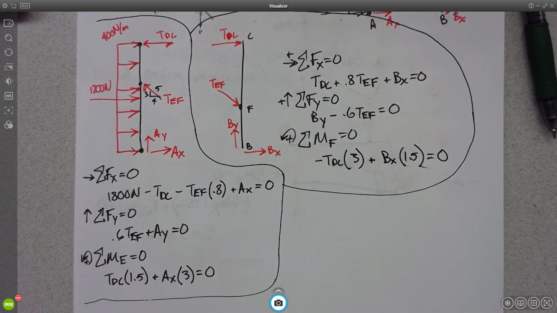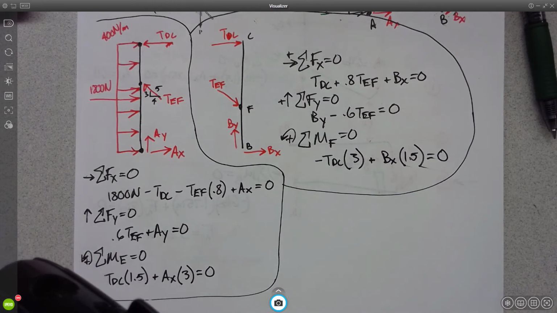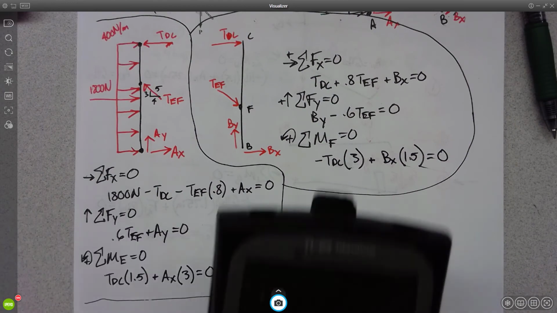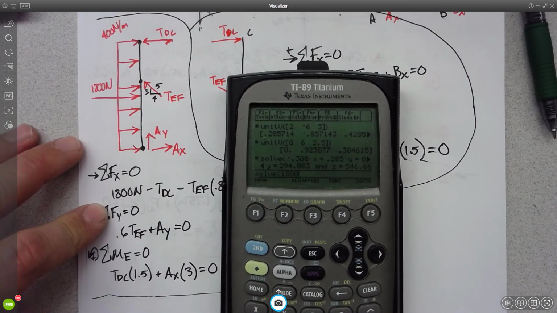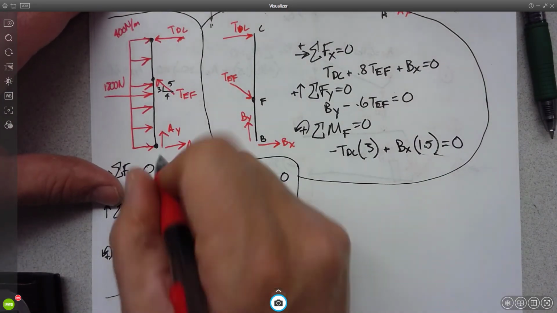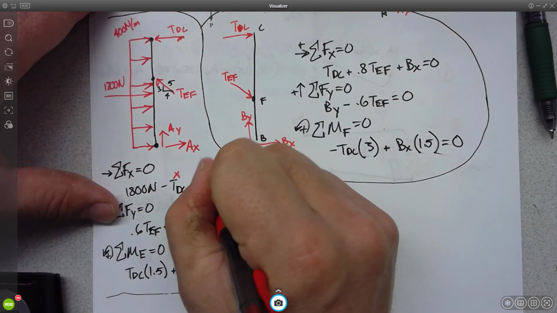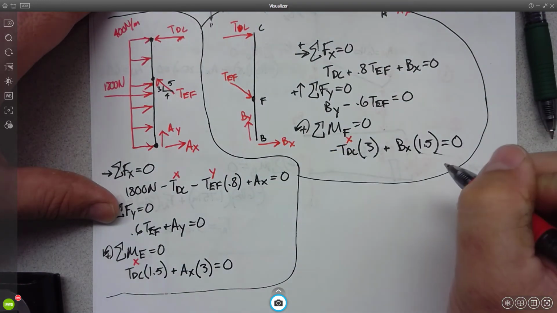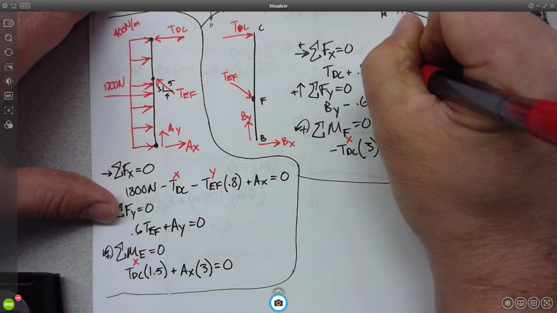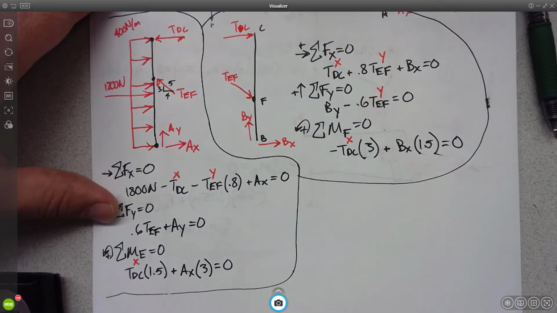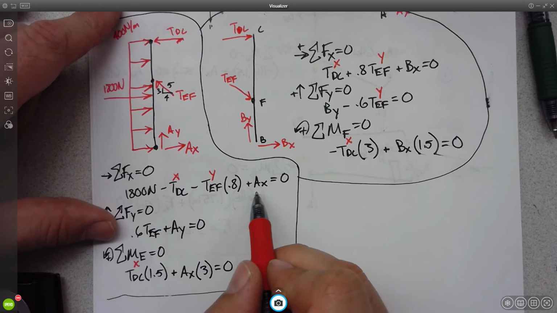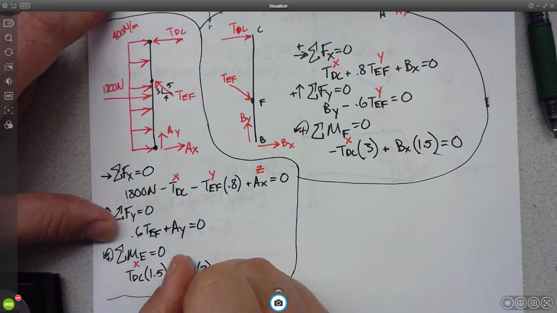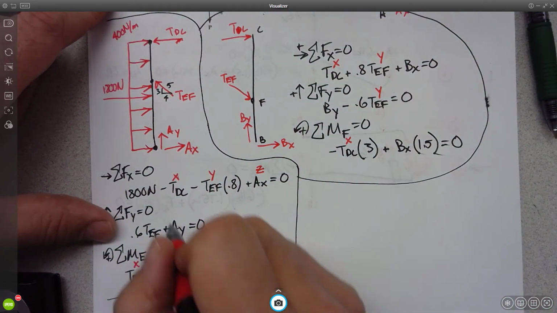And now you could start substituting like crazy, or you could use your solver, which is what I'm going to do. So I'll have 1800. Before I use my solver, I'm going to say TDC is X, TEF is Y. Then I need to figure out some values for AX. Oh, let's make it Z, just to be confusing. And let's make AY T.